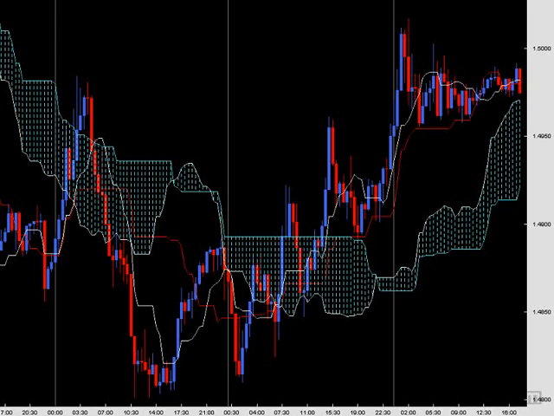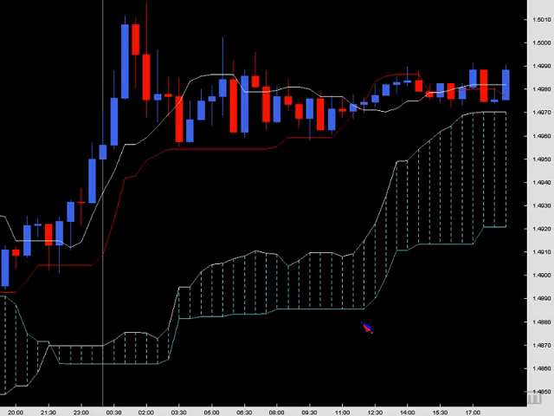Now, traditional Tenkan Kijun cross traders would have taken this, not only because of the previous things that were supporting this, but also because it's a crossover above the Kumo. It's an upward crossover above the Kumo. Upward crossovers above the Kumo are not only bullish signals, but they're strong bullish signals. Why is that? Because you're getting this bullish crossover above the Kumo, which represents support and resistance.